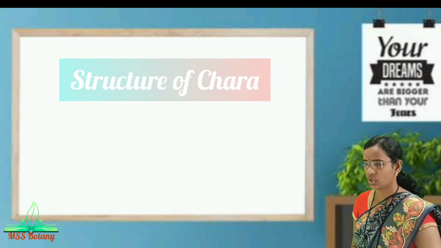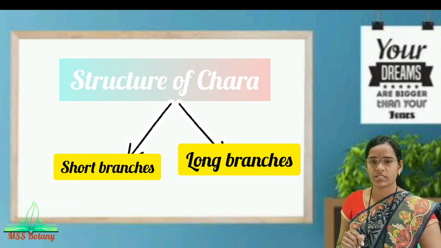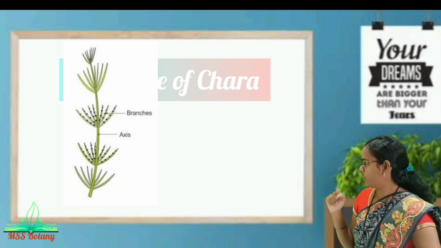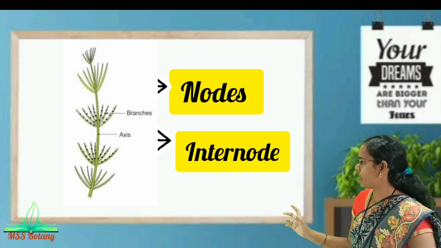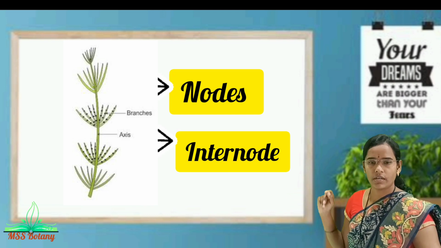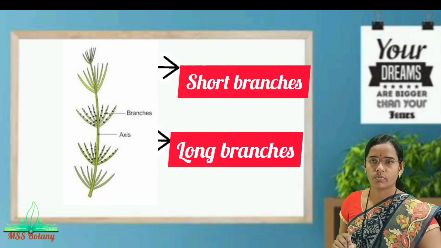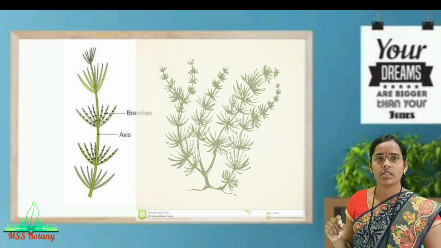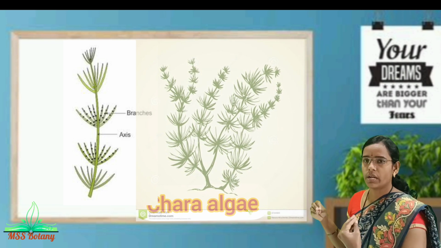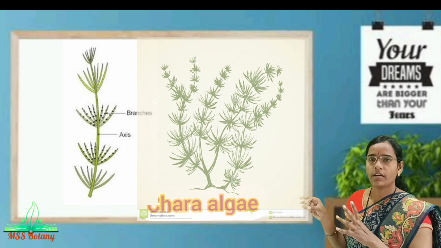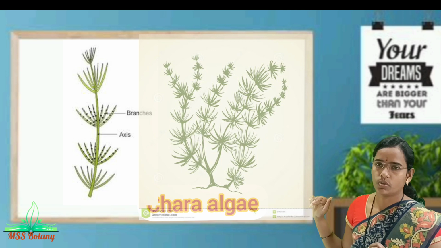Now we will see the structure of Chara. It is differentiated into two types of branches, short branches and long branches. The plant body of Chara is differentiated into nodes and internodes. Short branches are of limited growth, and they are also called branchlets or leaves, and each short branch has 3 to 8 nodes.